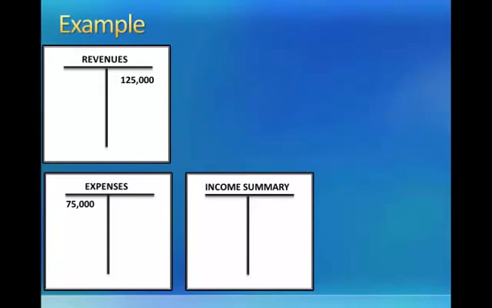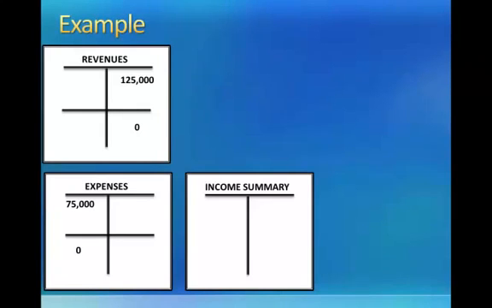The first step in the process is to close revenue and expense accounts to income summary. The revenue account has a $125,000 credit balance. The expense account has a $75,000 debit balance. Before we begin, we can observe that our net income, revenues minus expenses, will be equal to $50,000. So let's keep in mind net income for this example is $50,000. We want both the revenue and expense accounts to be equal to zero at the end of the closing process.